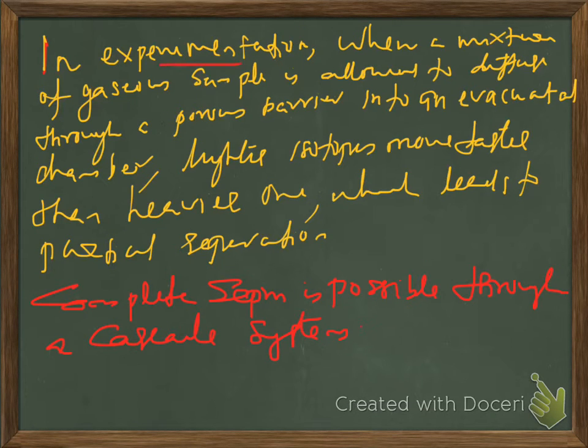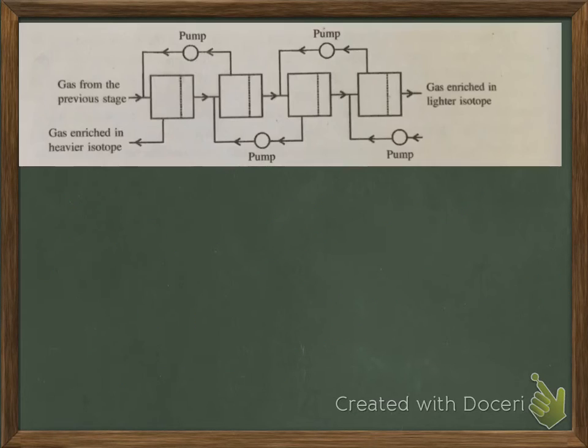In experimentation, when a mixture of gaseous sample is allowed to diffuse through a porous barrier into an evacuated chamber, lighter isotopes move faster than heavier ones, which leads to partial separation. Complete separation is possible through a cascade system like this.